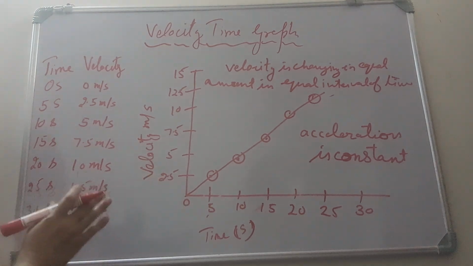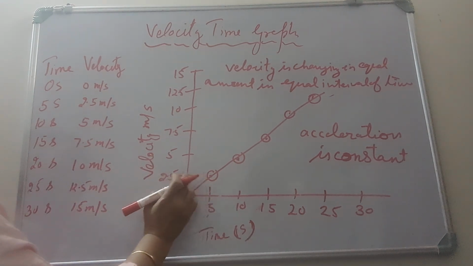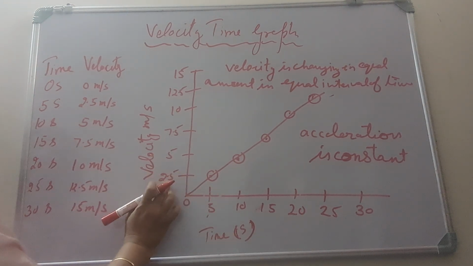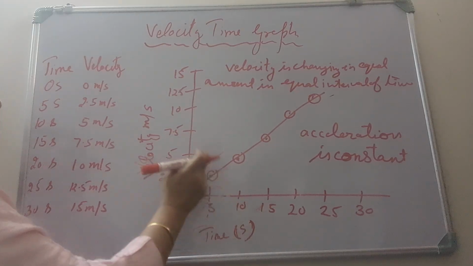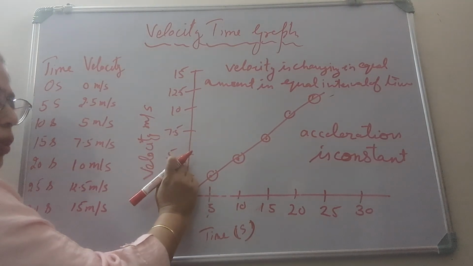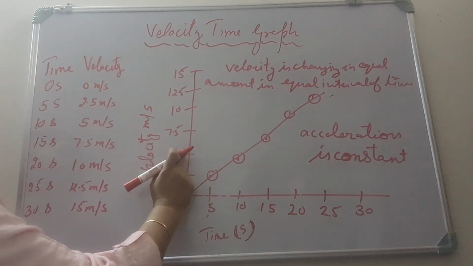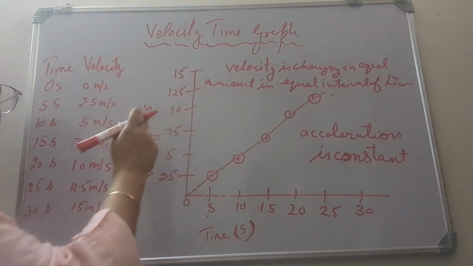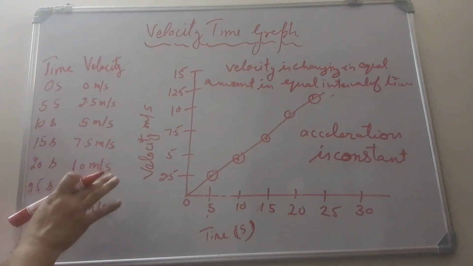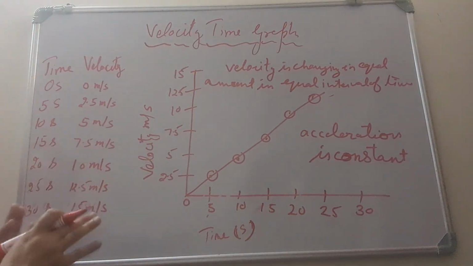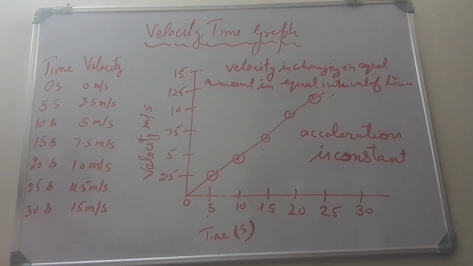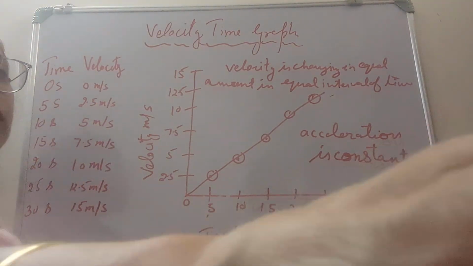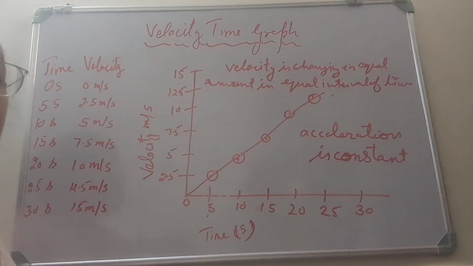At the 5th second it is 2.5 meters per second. At 10 seconds it is again increasing by 2.5. At 15 seconds, it is increasing from 5 to 7.5, again 2.5. So acceleration is constant and velocity is changing in equal amounts in equal intervals of time. The acceleration is constant and in the same direction as the velocity.